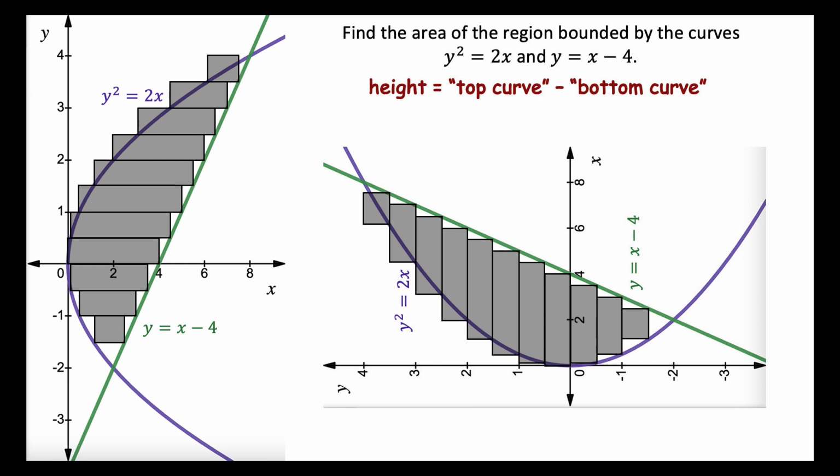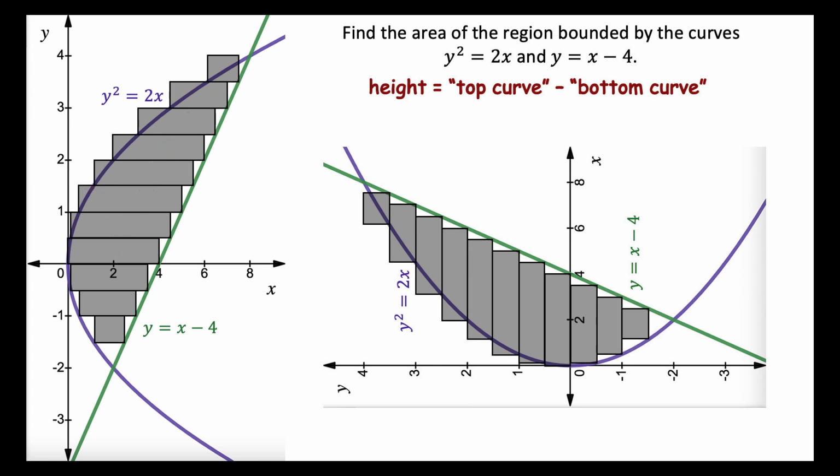With the graph rotated so that the positive x-axis is now the positive vertical axis, we can see that we used right endpoints to build our approximating rectangles. Moreover, for each rectangle, the top right corner rests on the curve y equals x minus 4, and the bottom right corner rests on the curve y squared equals 2x. So the height of each rectangle is the top curve y equals x minus 4 minus the bottom curve y squared equals 2x. In other words, there are no approximating rectangles where we would subtract the same curve from itself to determine the height. Therefore, the approximating rectangles are properly oriented.